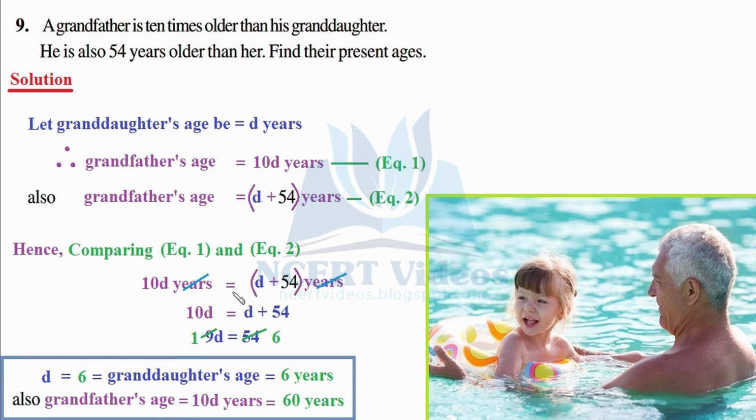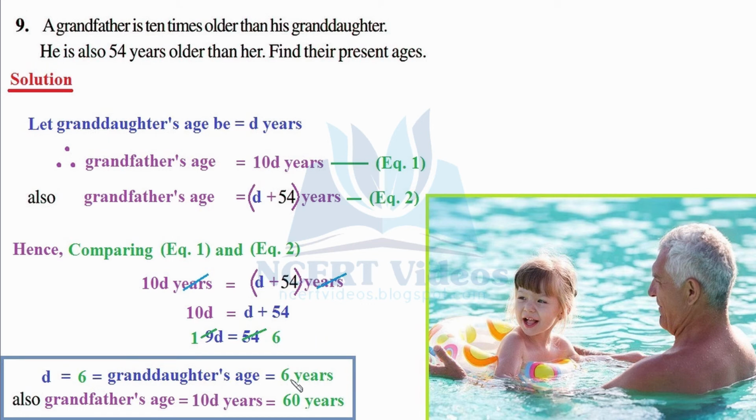Now 10d on the left hand side equals d plus 54. It is simple. Let's transpose d from the right hand side towards the left hand side. So do it in your mind. 10d minus d will be equal to 9d. That is equal to 54 on the right hand side as it is. Cancelling opportunity: 1 nine is 9, 6 nines are 54. d is separated, its value came as 6. Therefore, we wrote d equals 6. We have considered d as the granddaughter's age. So we wrote the granddaughter's age equals 6 years.